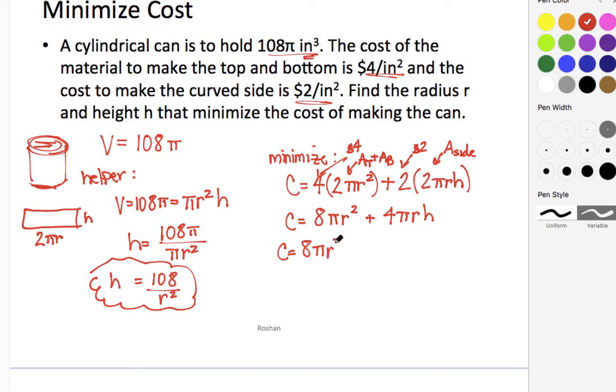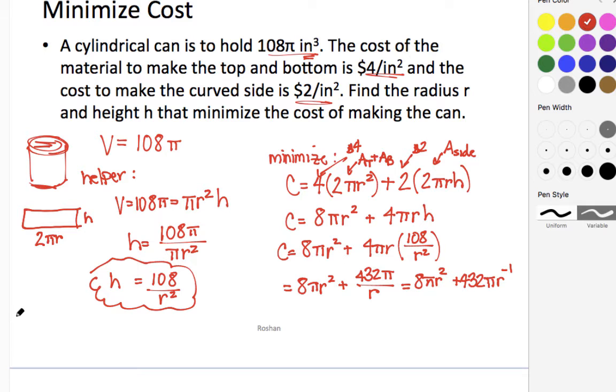8 pi r squared plus 4 pi r, and instead of h, I'm going to use 108 over r squared. And so I'm left with 8 pi r squared plus 432 pi. R divided by r squared is just 1 over r. Because I'm going to take a derivative, I should have probably written this as r to the -1, so I'm going to just go ahead and do that right now.